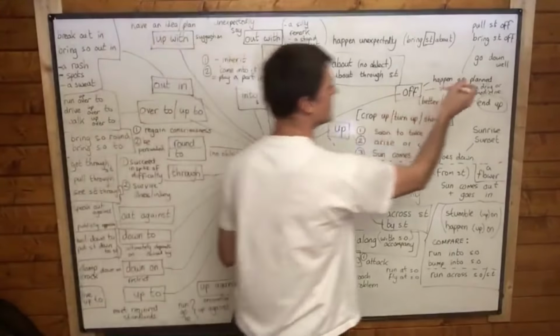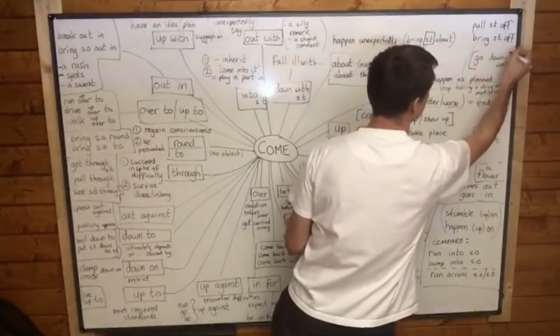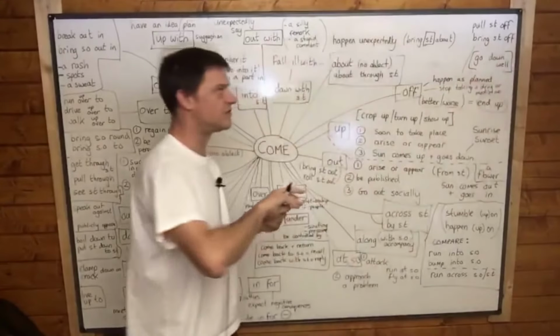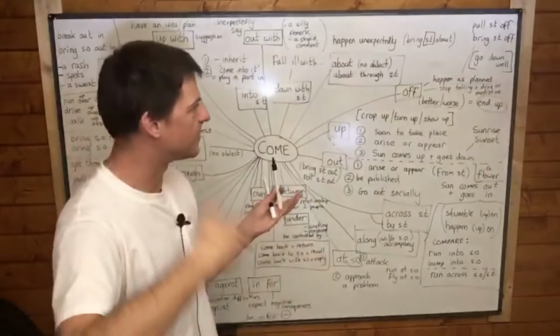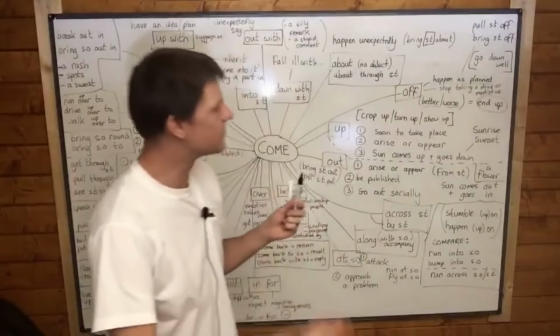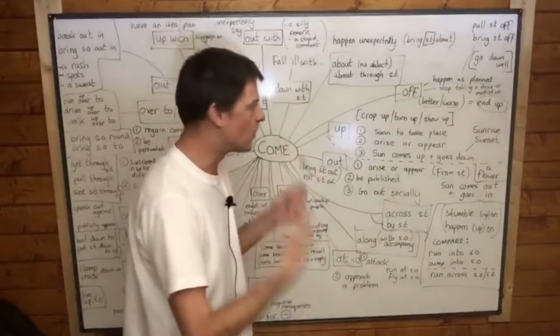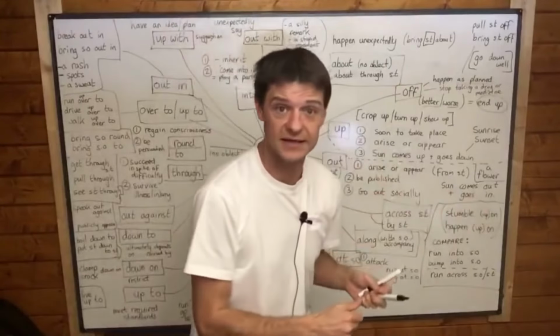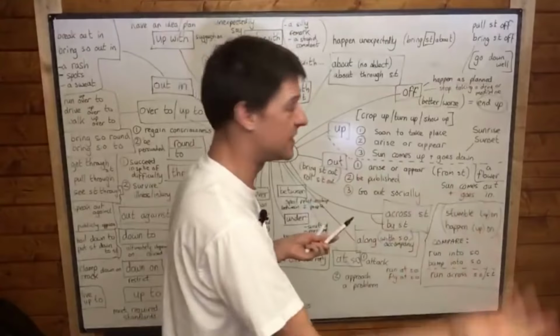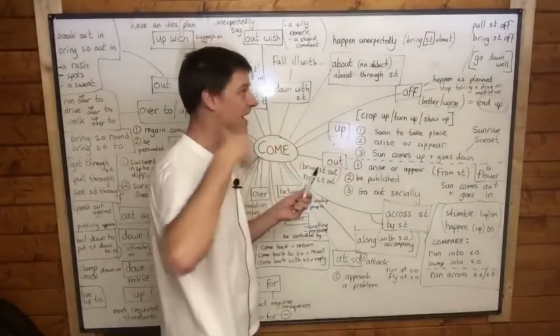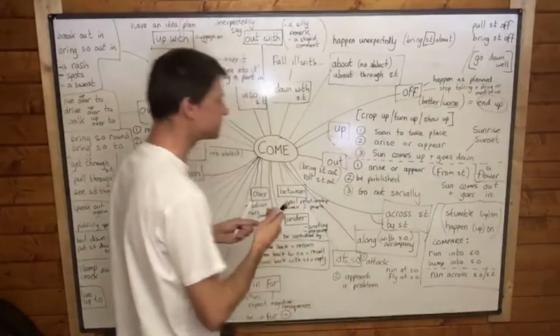And I wanted to remind you as well that "go down" quite often means "happen as planned." So if you say the party came off well, or the party went down well, both of them mean the party took place and it was a successful party. It went down well. The guests liked it. Yeah, that's what it means when you say the party went down well. If you say it came off, it just sounds successful.